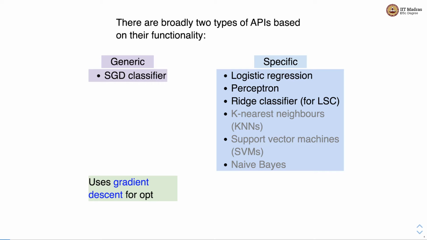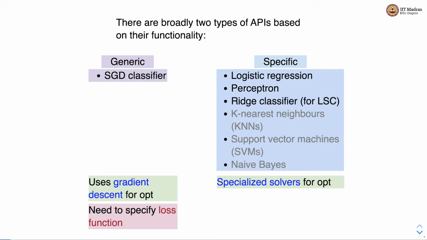In case of generic APIs, we use stochastic gradient descent for optimization, whereas in specific APIs, we use specialized solvers for optimization. The generic API is customized to specific APIs by specifying the loss function, and we'll see exactly how this is done later in this video.